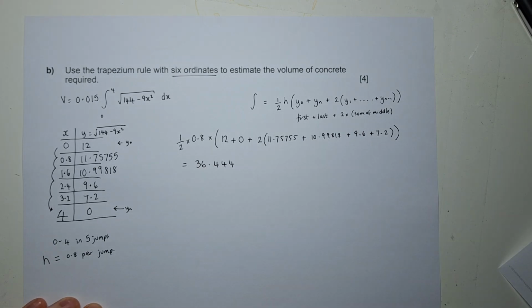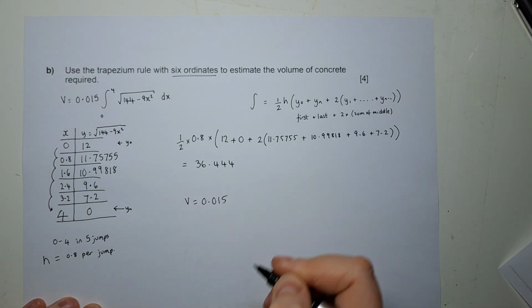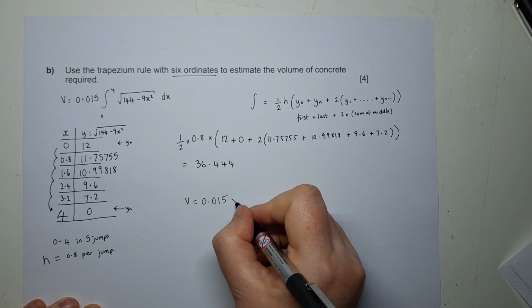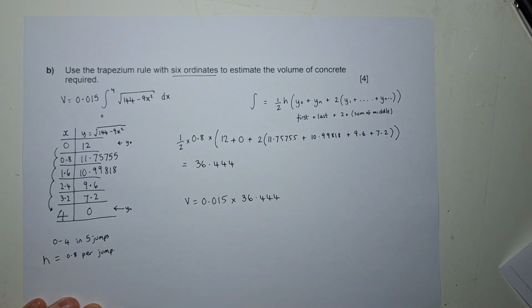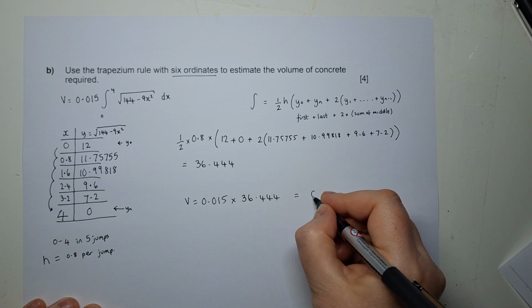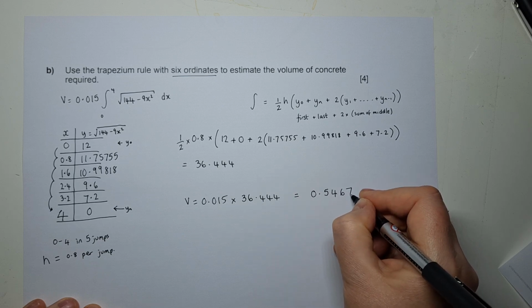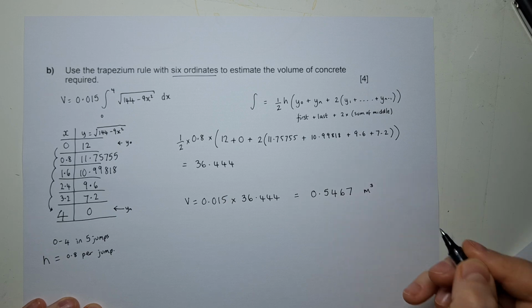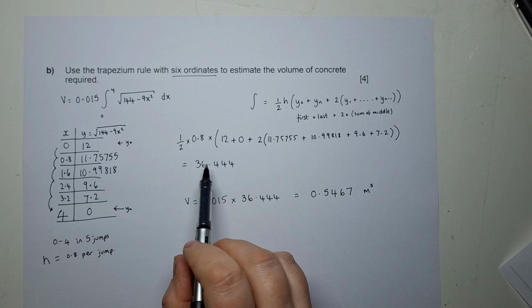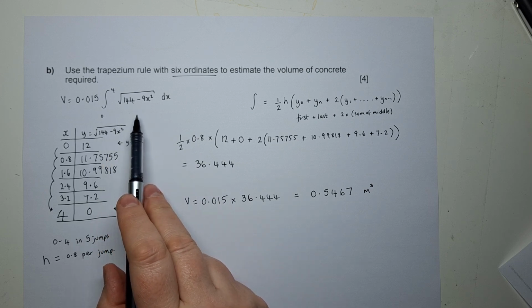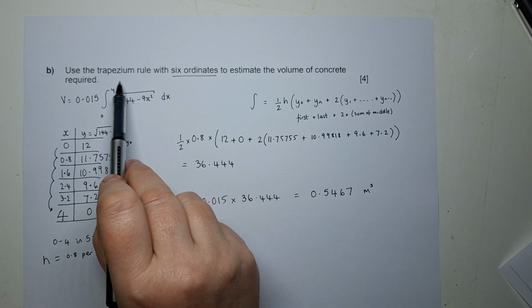36.444. Okay, so then in the end, our volume, which remember had that 0.015 in front of the integration, is going to be about 0.5467 cubic meters. Okay, so the trapezium rule gives you a numerical estimate of an integration. So the 36.444 is what roughly this integration would give us.